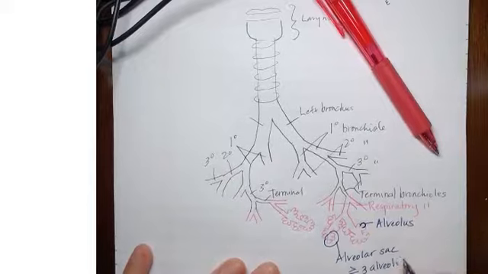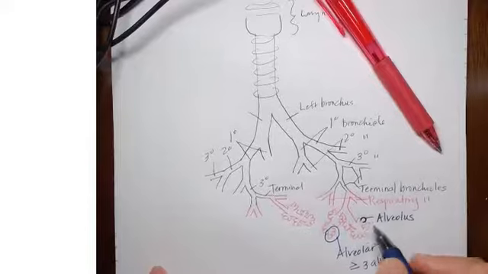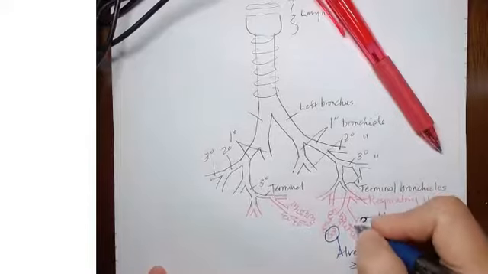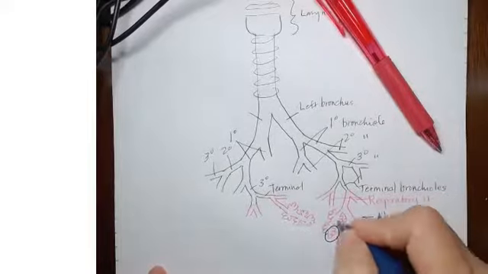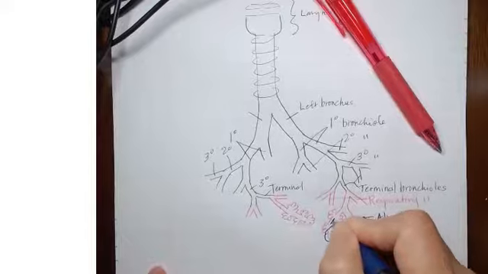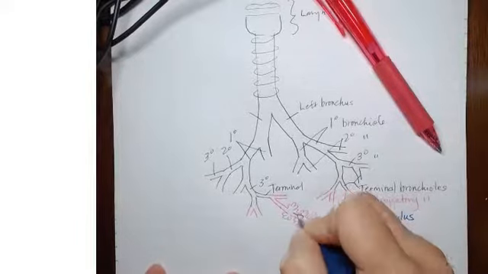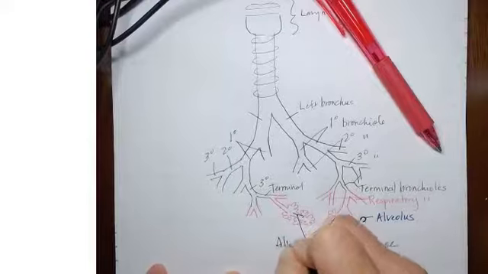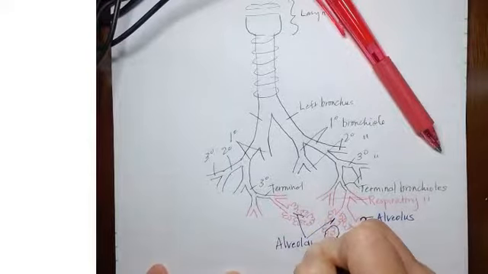So alveoli is the plural form. That's when you have more than one. And so this passageway that has these alveoli, this passageway here and here, is an alveolar duct.